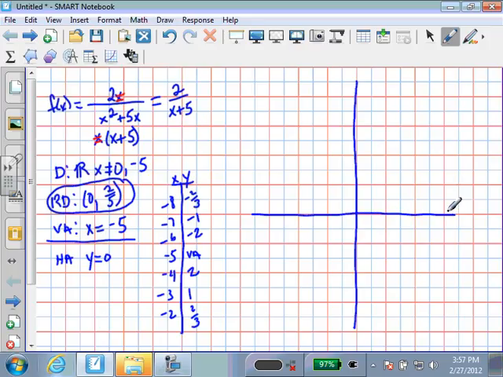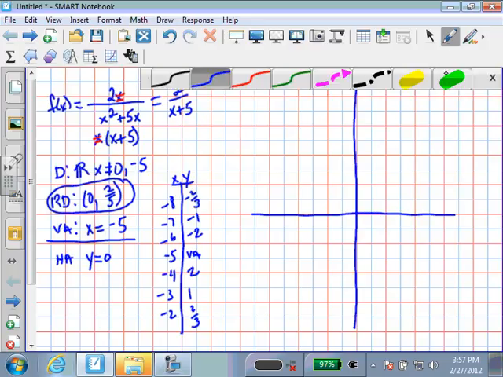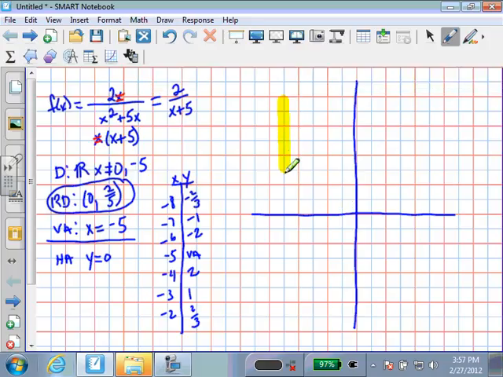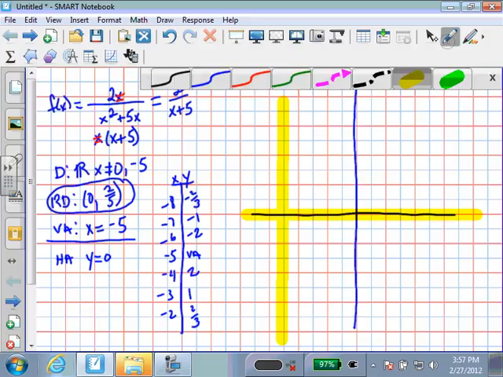All of these numbers are reasonably small, so I'm going to count by halves. Well, my vertical asymptote is at -5, so 1, 2, 3, 4, 5. So I guess I'll count by ones. My horizontal asymptote is at y equals 0. I have a hole at 0, 2/5.